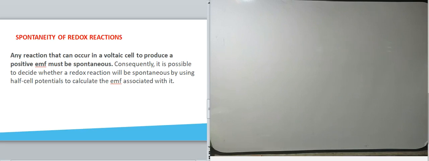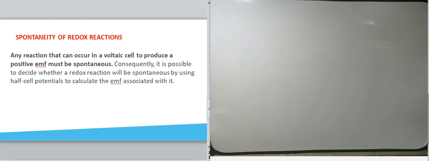Okay. So we have observed that voltaic cells use redox reactions that proceed spontaneously. Any reaction that can occur in a voltaic cell to produce a positive EMF must be spontaneous. Consequently, it is possible to decide whether a redox reaction will be spontaneous by using half cell potentials to calculate the EMF associated with it. So in this topic, we can predict if the reaction will occur or not, if it will be spontaneous or not, using the half cell potentials.